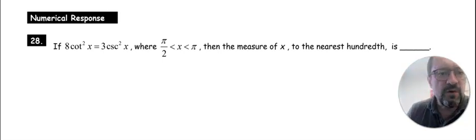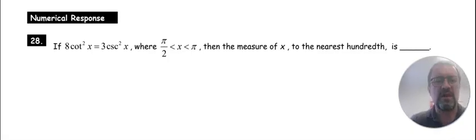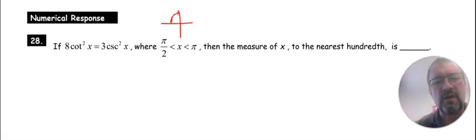Okay, so if 8 cotangent squared of x is equal to 3 cosecant squared, where x is somewhere between pi over 2 and pi, so that means we're in the second quadrant, then the measure of x to the nearest hundredth is what? Okay, so in this equation I've got two different trig functions, and I don't really like that.